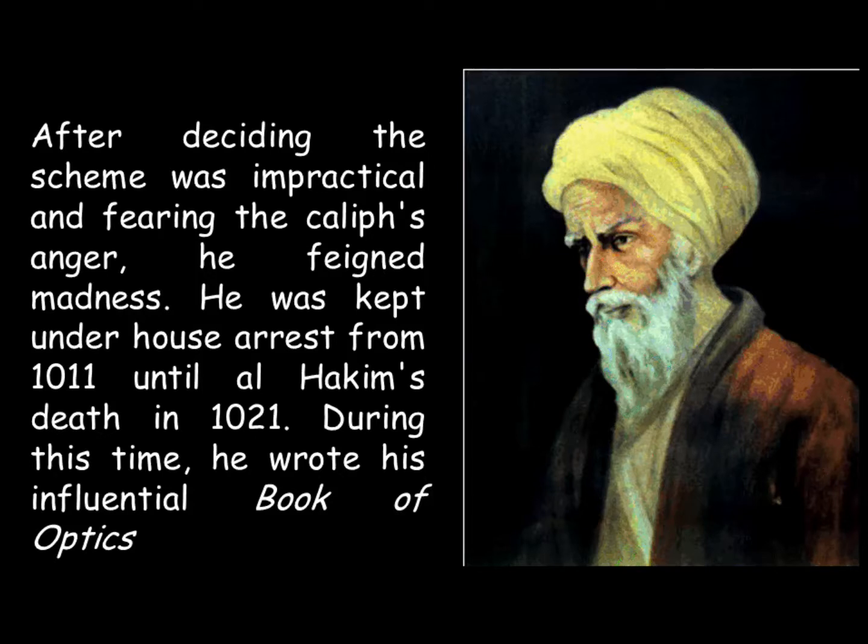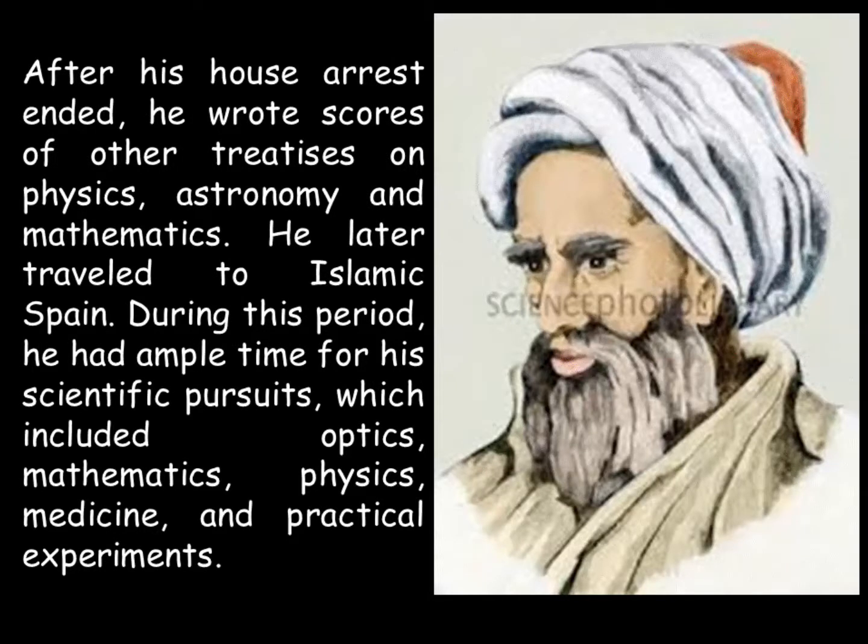He was kept under house arrest from 1011 until Al-Hakim's death in 1021. During this time, he wrote his influential Book of Optics. He is the father of optics. After his house arrest ended, he wrote scores of other treatises on physics, astronomy, and mathematics. He later traveled to Islamic Spain. During this period, he had ample time for his scientific pursuits, which included optics, mathematics, physics, medicine, and practical experiments. Again, Alhazen is the father of optics.